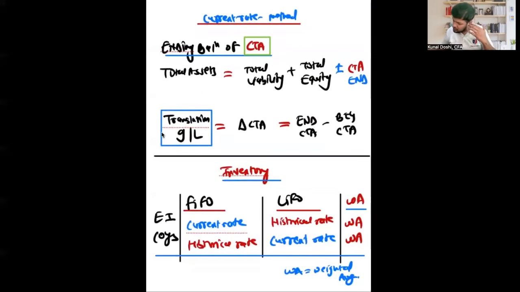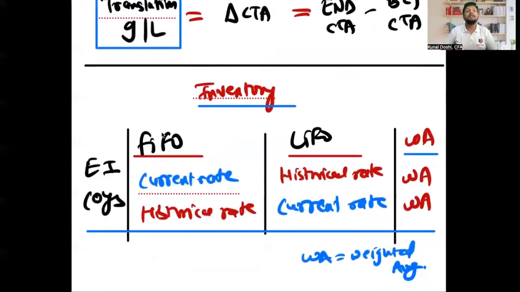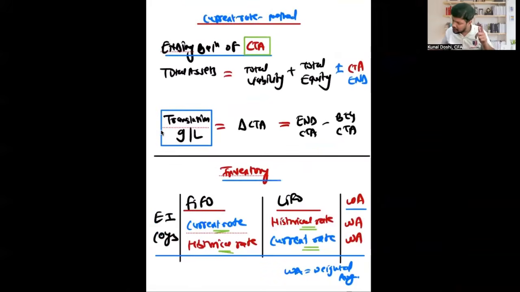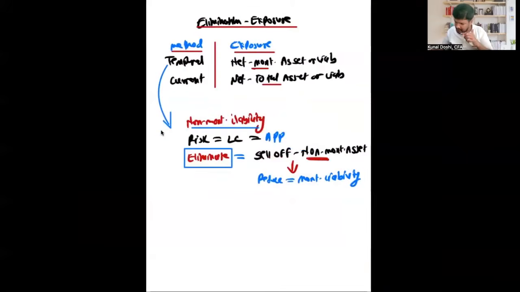Finally, about inventory. Remember, LIFO uses the latest COGS. So in LIFO, when it comes to COGS, we use the current rate, but older inventory therefore is at the historical rate. FIFO uses older COGS, which are at the historical rate, but ending inventory is at the current rate. Weighted average is between the both. Okay, clear.